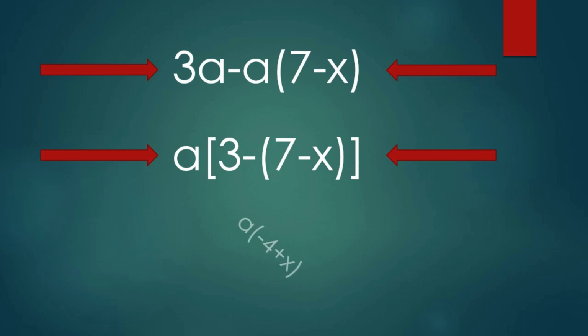The constants, the numbers, will subtract themselves. We will have 3 subtract 7, that will give you negative 4, and this negative sign outside the bracket, and the negative sign in front of the x will turn to a positive, because a negative multiplied by a negative will be a positive number, a positive sign.